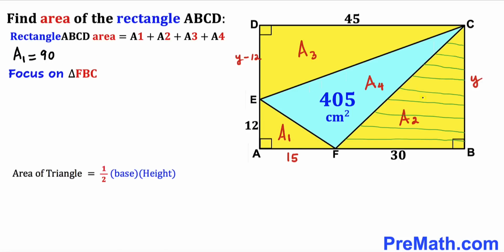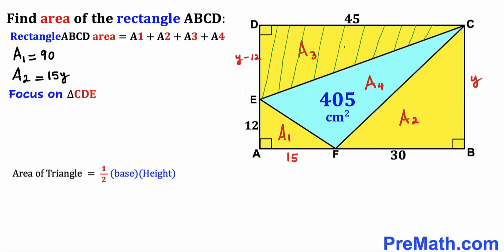And here's our next step. Let's focus on this next right triangle FBC, whose base is 30 and whose height is y. Let's apply this triangle area formula once again. So the area A sub 2 is going to be a half times our base 30 and our height y. So the area A sub 2 is going to be 15 times y.